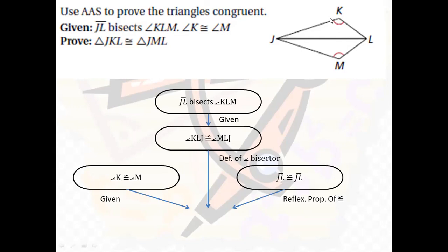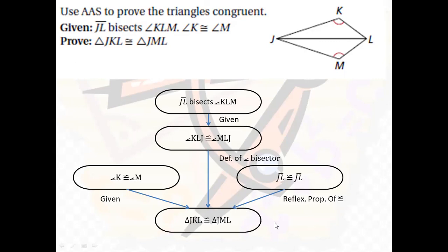Did I say two angles are equal? I said angle K is equal to angle M, and angle L is equal to angle L. So we have two angles and the side should be non-included. I cannot take KL because that's the included side. So I need to use JK or I need to use JL. So easy to take JL, as JK they have not given us anything. So I can say JL is congruent to JL because of the reflexive property of congruence.